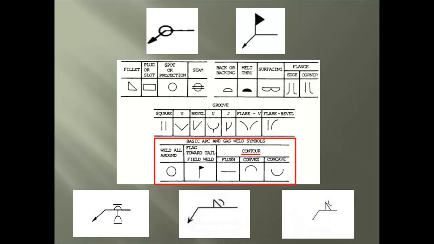And lastly is the concave, which is found when back gouging of a weld assembly is required for completing a full penetration weld.